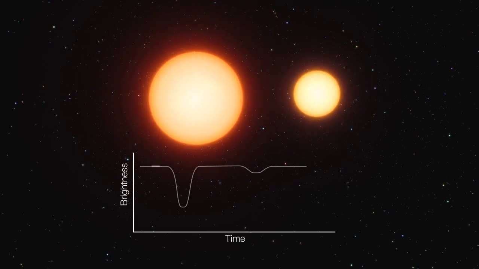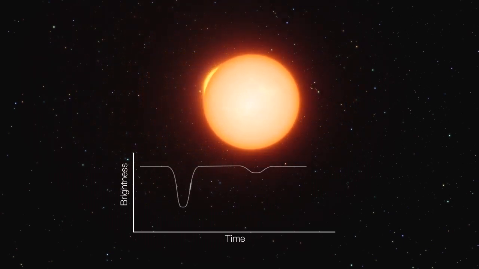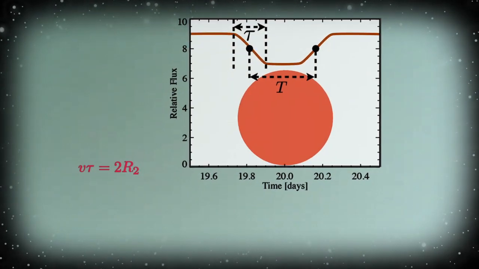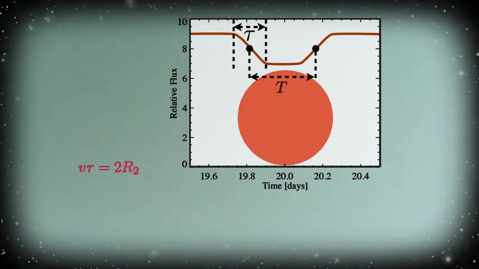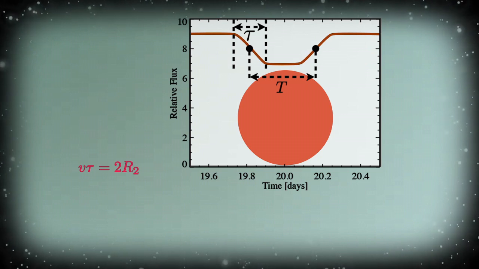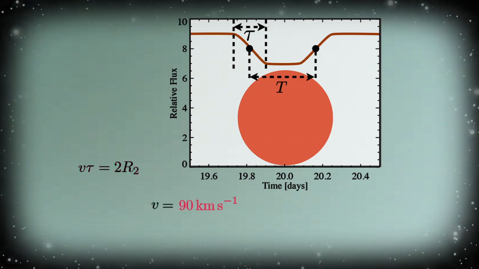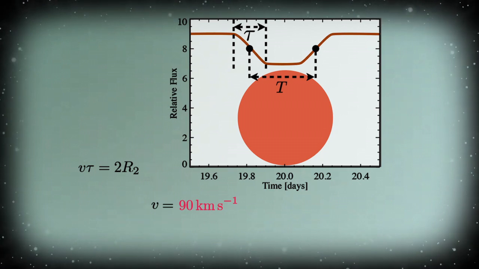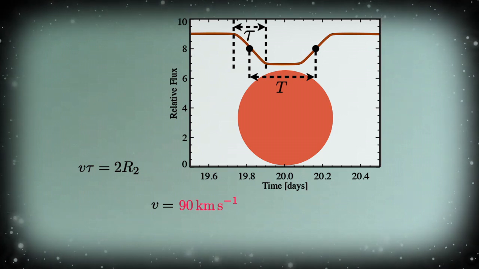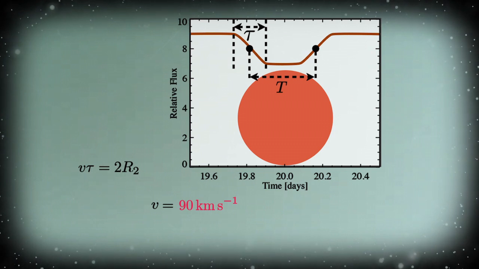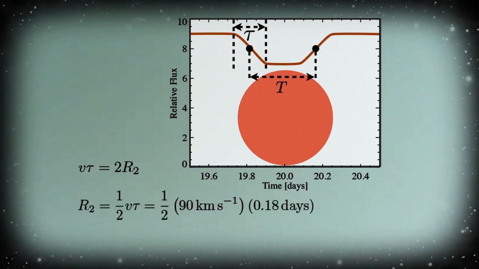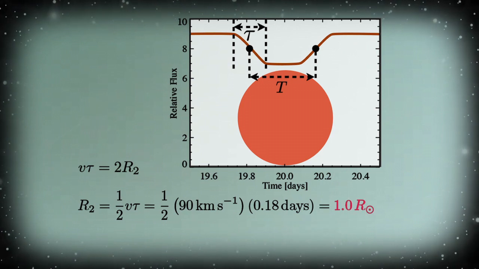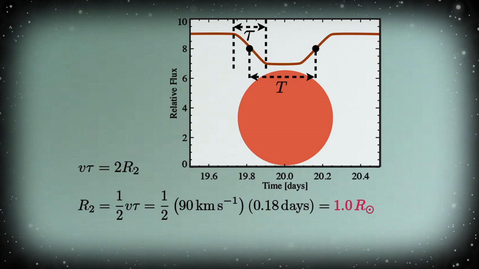During the ingress, star 2 moves a distance equal to its own diameter. So v times tau equals 2r2, where v is the relative velocity of the 2 stars. That's 90 kilometers per second, because star 2 is moving one way at 60 and star 1 is moving the other way at 30. That lets us solve for R2, which comes out to be 1.0 solar radii. So star 2 is the same size as the Sun.